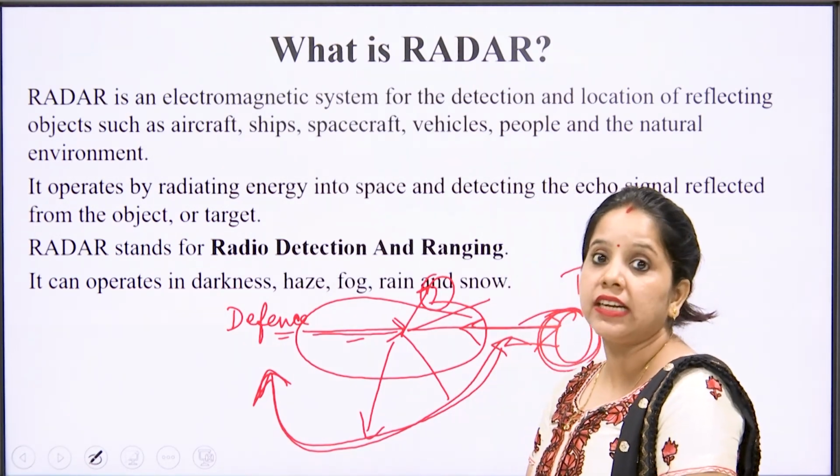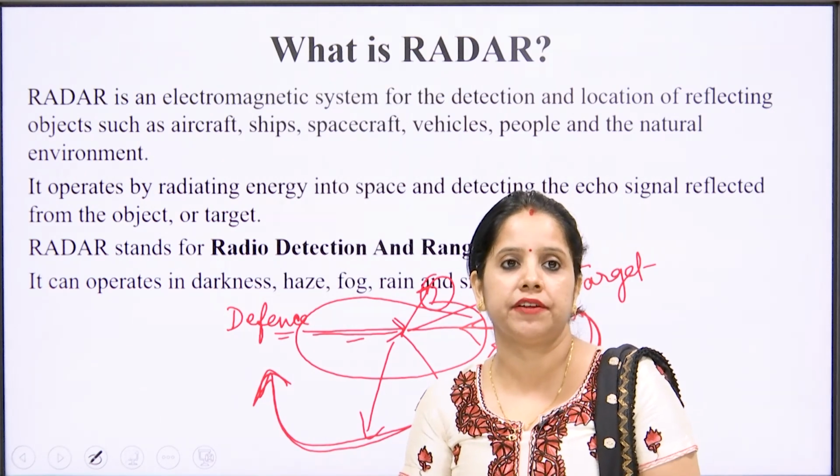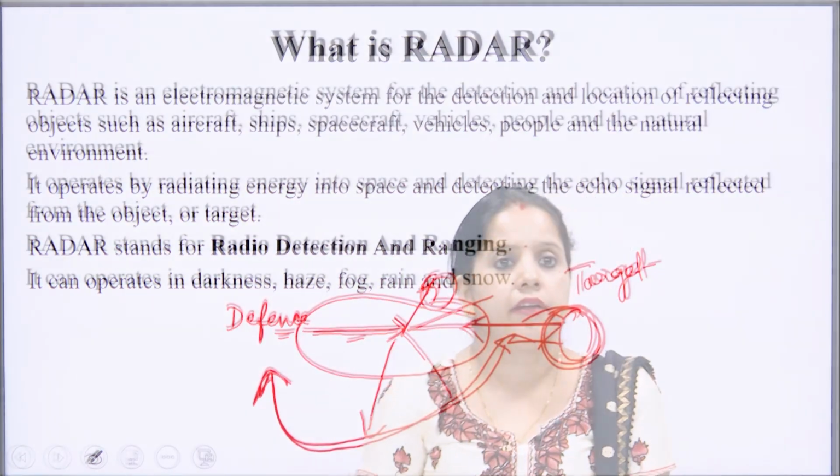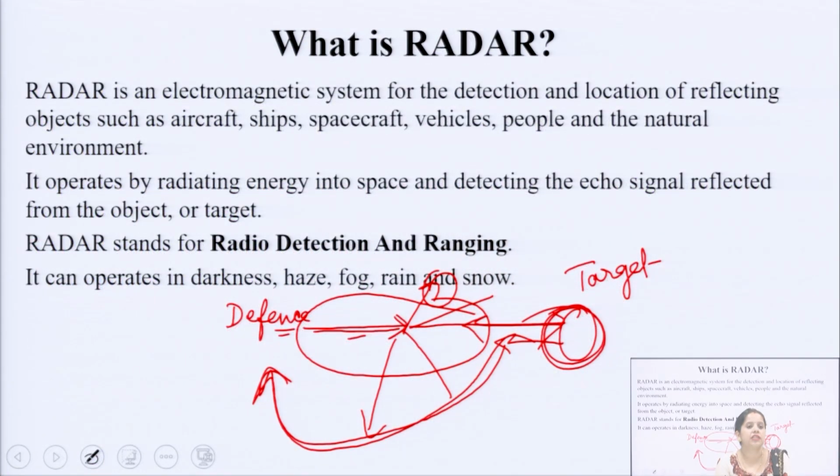So, we can see that radar plays a very important role in defense, because on the basis of that, defense officials are able to detect any unwanted substance, any unwanted particle, any unwanted components in the range where no one is allowed to appear. Now, radar is an electromagnetic system for the detection and location of reflecting objects such as aircraft, ships, spacecraft, vehicles, people and the natural environment.